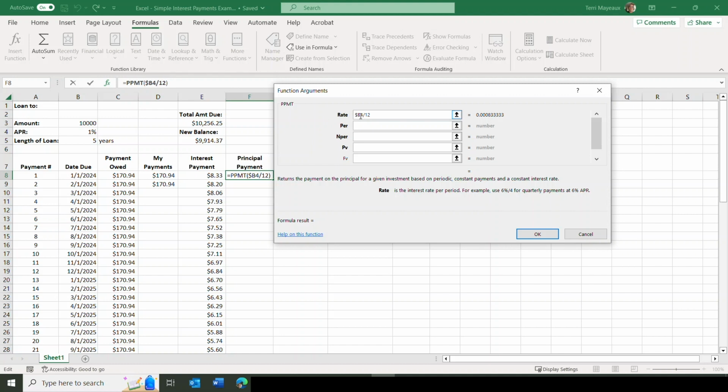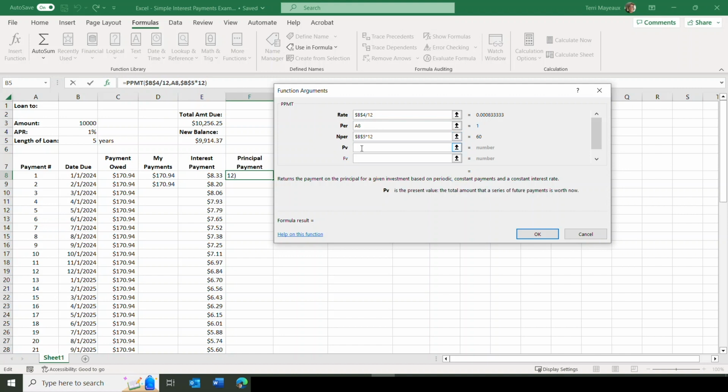And I need to be sure to put my dollar signs in for those absolute references. What period is this function going to start with? Well, the very first payment, and that is A8. And again, no dollar signs here because I want this to adjust as I go down the column. The number of periods, well, I could type 60, or I can go to B5 times 12 for the 12 months. And I want to be sure that that reference for B5 doesn't change. So I need to put dollar signs in front of the B and the 5.